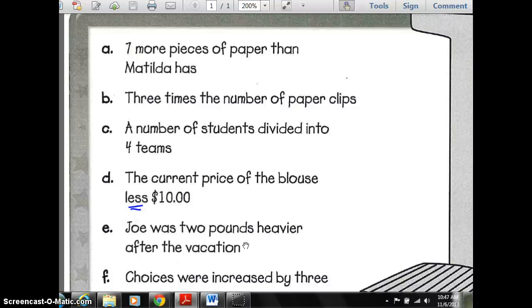Please write on your board the algebraic expression that goes with 7 more pieces of paper than Matilda has. And if you would make your pencil or your pen be thick so I can read it from up front, that would be great.